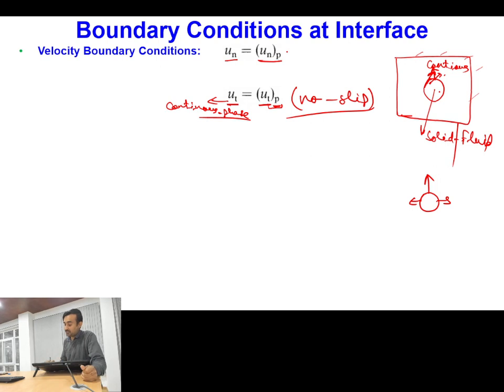Now the same situation is also true for fluid particles as well, because if you have a fixed volume of particle, what you have?